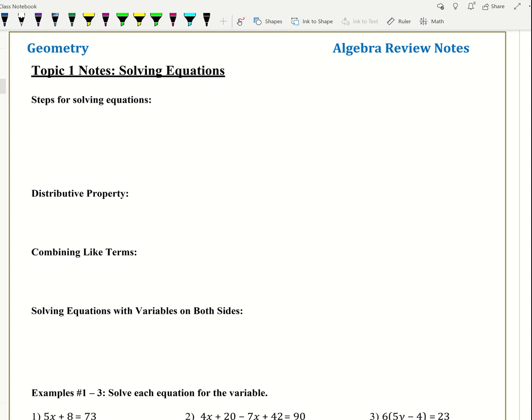We're going to review solving equations. And basically, when you're solving an equation, the goal is to get the variable alone. You'll often hear people say, isolate the variable. And the way we want to do that is we want to undo any operations that are happening to the variable. And so we do that by using inverse operations. Like the inverse of adding is subtracting, the inverse of multiplying is dividing, and so forth.